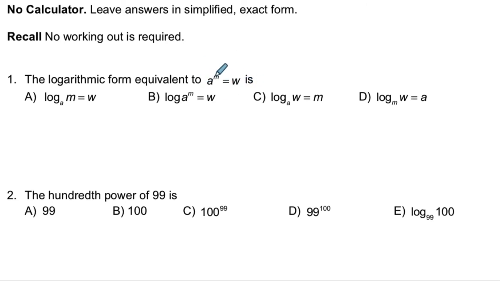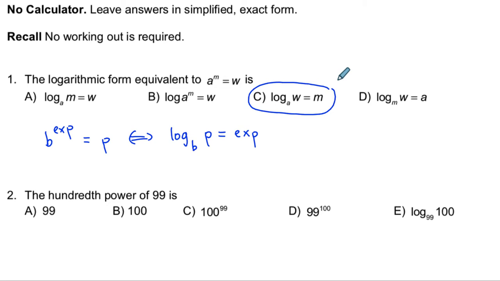The base is a, the exponent is m, and the power is w. So we know that base raised to exponent equal to power can be rearranged in log form as the log with a base of b of the power, which is called p, and that isolates the exponent, which is exp. So in this case, we're looking for log base a of w. Log base a of w is equal to m.